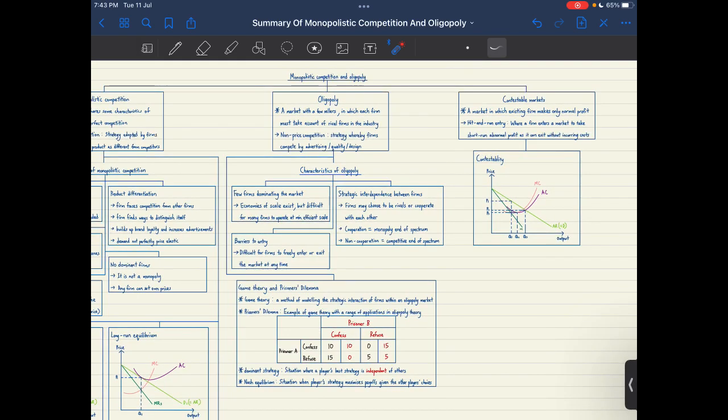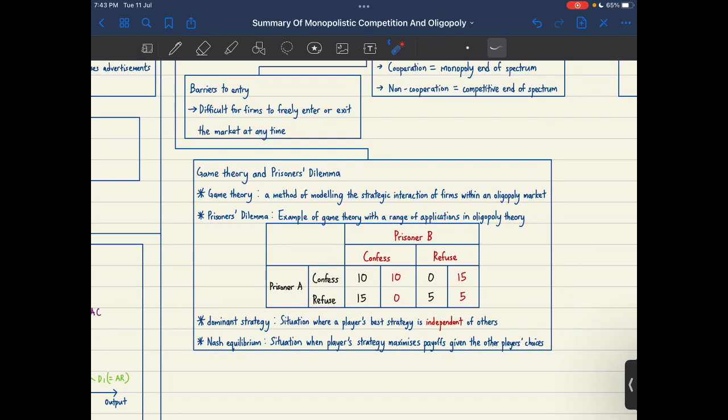All right. And then game theory and the prisoner's dilemma. So game theory is basically a method of modeling the strategic interaction of firms within an oligopoly market. And the prisoner's dilemma is an example of game theory with a range of applications in oligopoly theory. So let's take a look at these two prisoners.